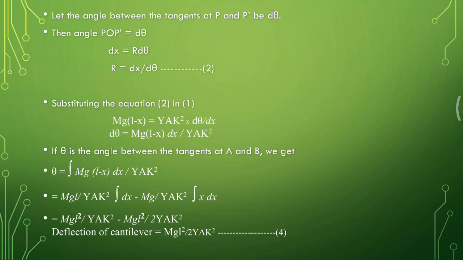This is the first term. Minus the second term: mg by YAK square into the integration of x dx, which is x square by 2, with limits 0 to L. So in place of x we replace by L, which gives L square by 2. Therefore it can be written as mgL square by 2YAK square, that is the second term. So the deflection of the cantilever is given by mgL square divided by YAK square.